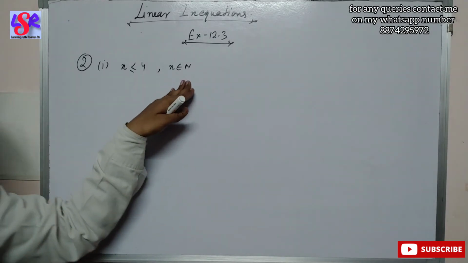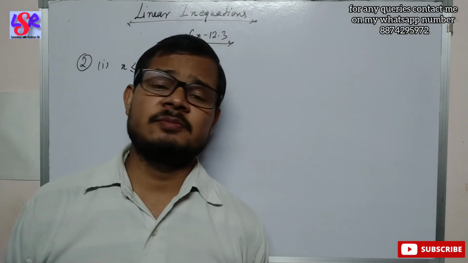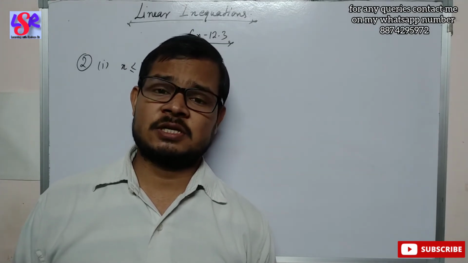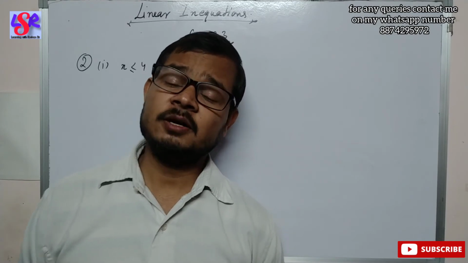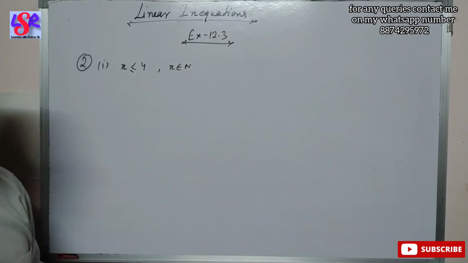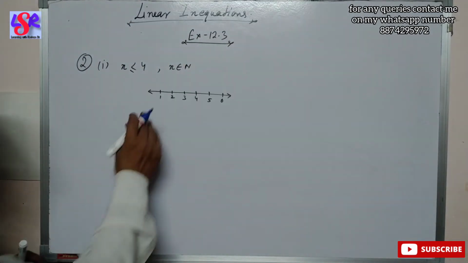So natural number, as we know, begins from 1. So हमारे पास जो इसका solution set, जो इसका graphical form होगा वो भी 1 से start होगा, but it will be less than or equals to 4. So here we have taken the number line.